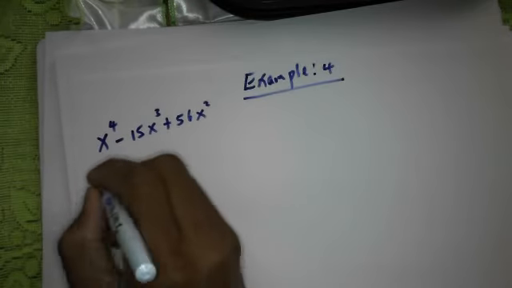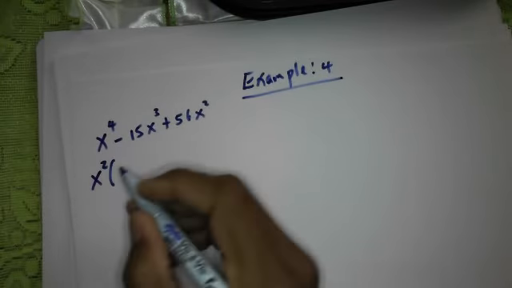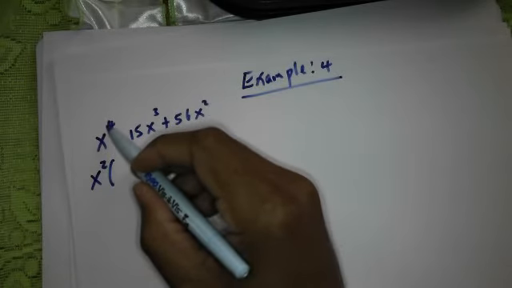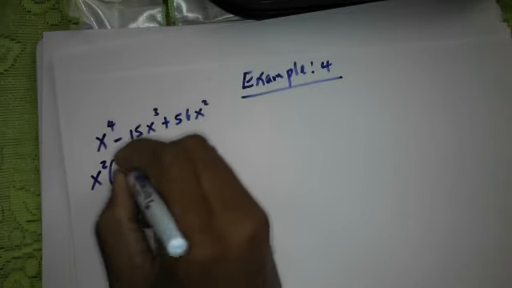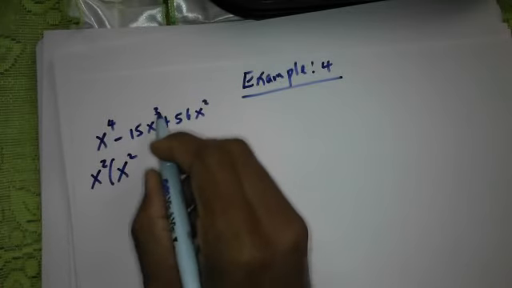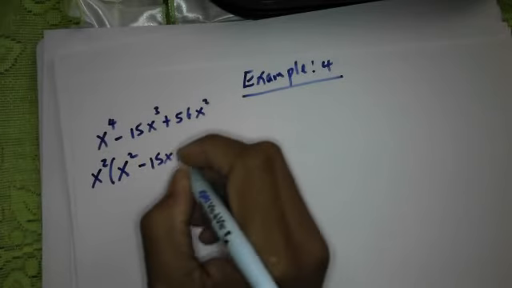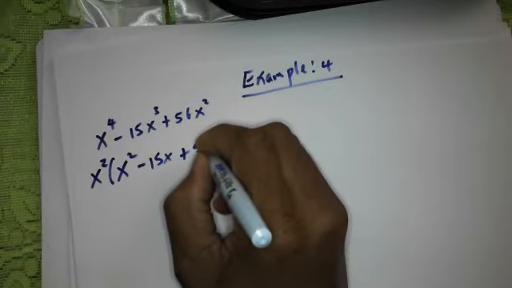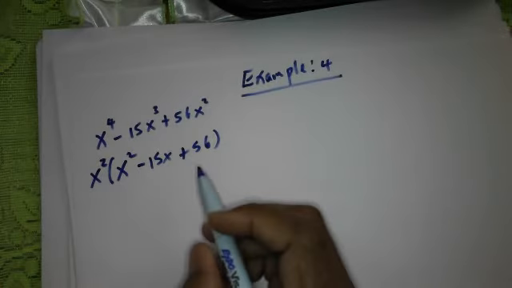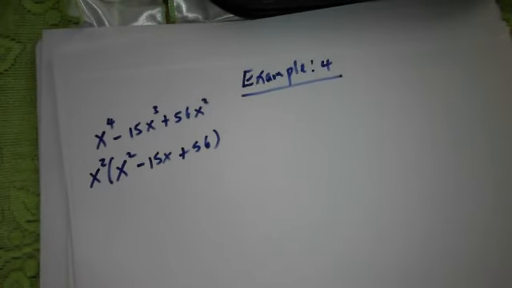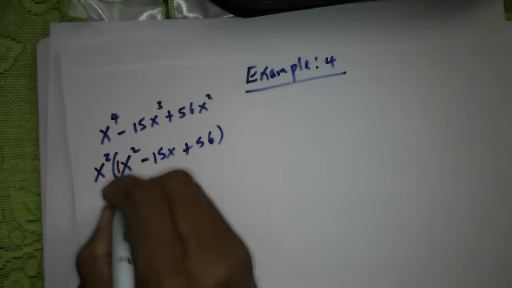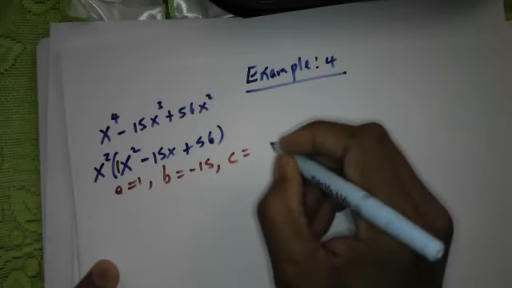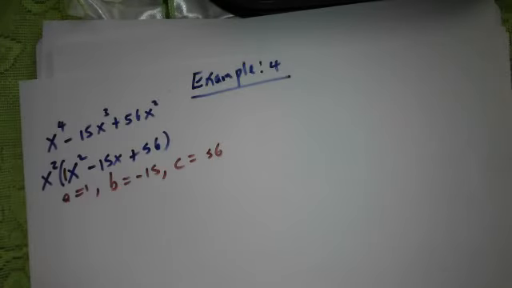Okay, so if I take out an x squared here, what I would have left, I'm going to use my x squared here, which is my greatest common factor, to divide this x to the 4th. So x to the 4th divided by x squared, that is x squared. Okay, negative 15x cubed divided by x squared, that is negative 15x. And 56x squared divided by x squared, that is just 56. So if you look inside the parentheses, we have a quadratic happening there. Okay, so let's see what is our a value from this. So our a value here is 1, our b value here is negative 15, and our c value here is 56. Okay, so let's work it over this side here.